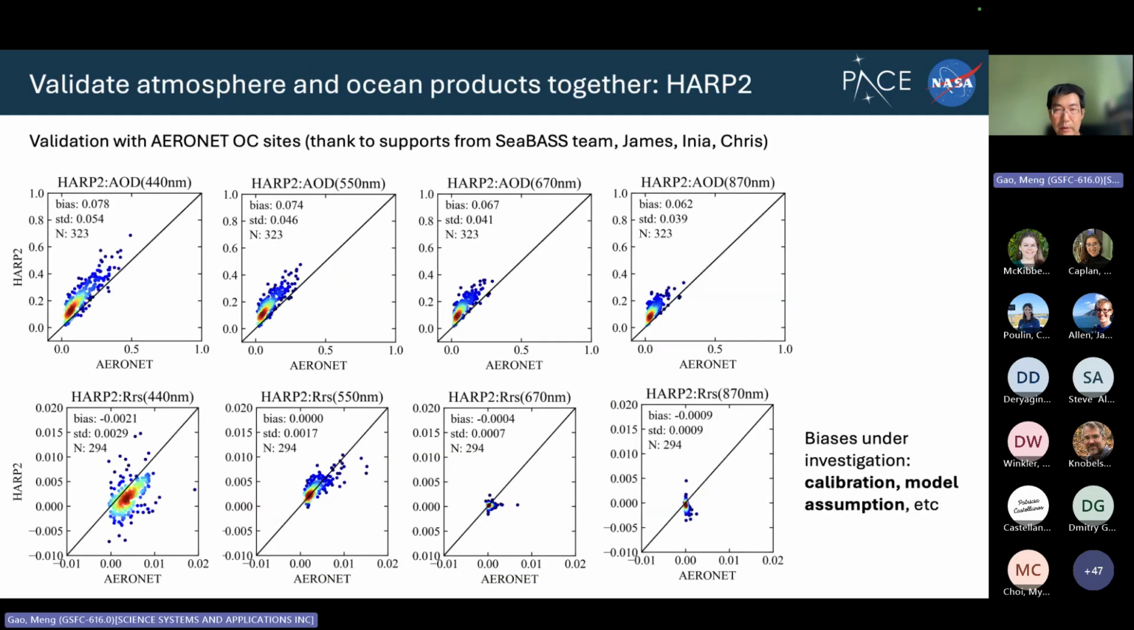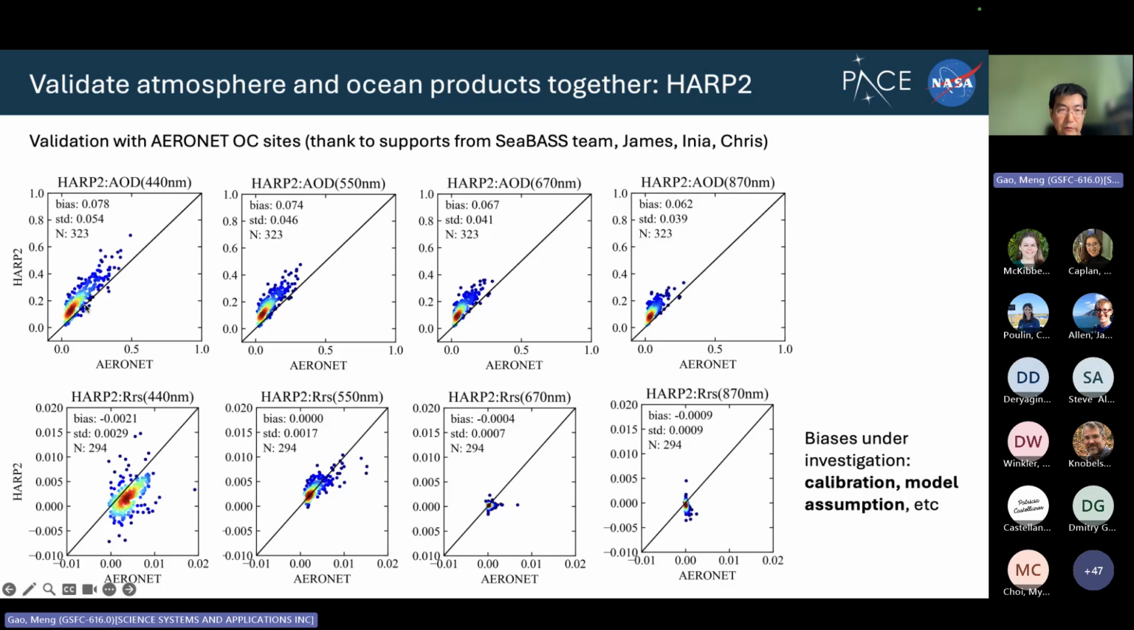Let me show you very quickly the validation with AERONET. So for HARP2, we still have some challenges. Although we get a good correlation, we still see a bias there, of order 0.07, 0.06 for most of the land. And we can also validate the ocean color product at the same time. So here we are using the AERONET-OC set. We have aerosol properties, and we also have the water-leaving reflectance. So we can validate them together.